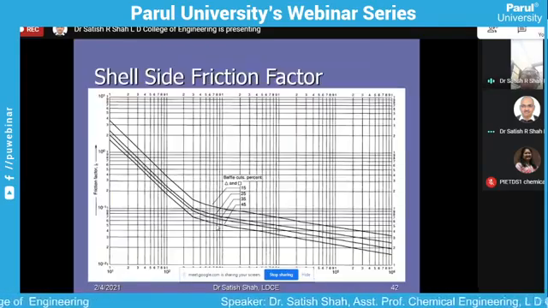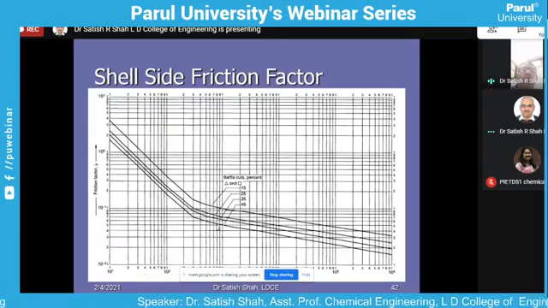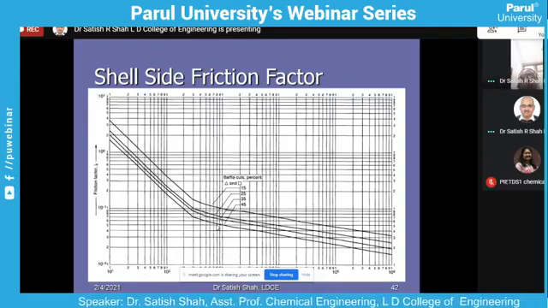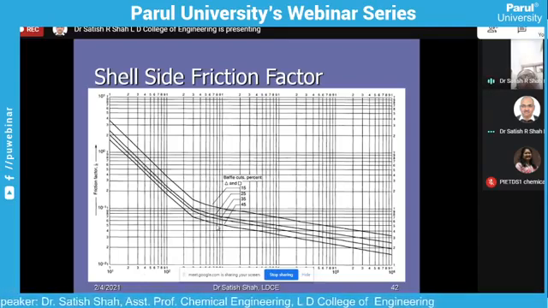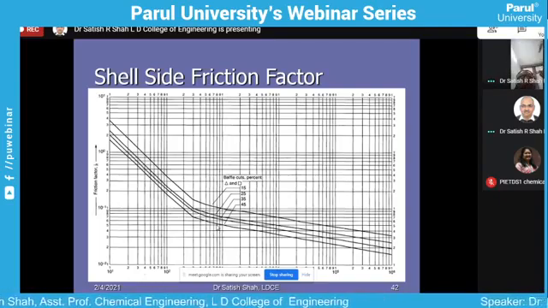Now let me just summarize the thing, because I don't think that I can take a problem. Otherwise, I was thinking to take one problem, but it is now very difficult to complete it. So I will just summarize. Whenever you want to start the design of a shell and tube heat exchanger, the first important thing you should do is assume the value of U.